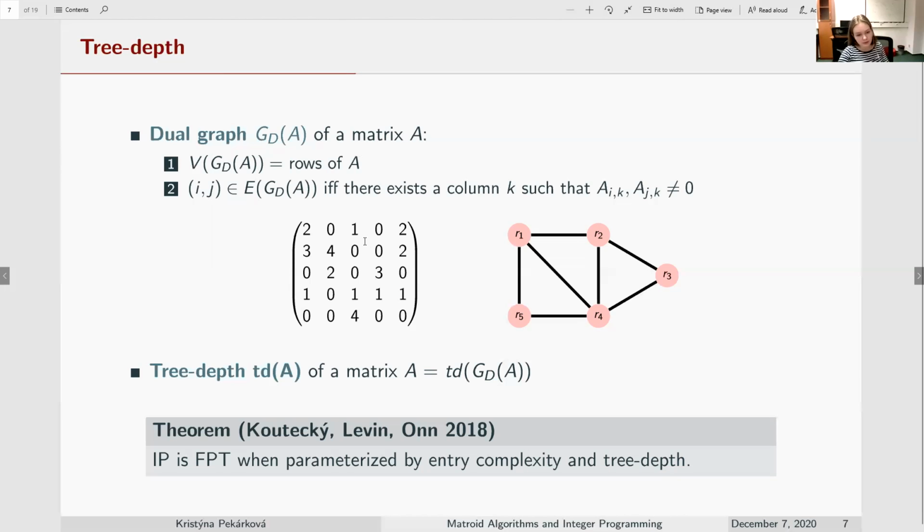So when we have the notion of dual graph, it's quite easy to define the tree-depth of a matrix. The tree-depth of a matrix is equal to the tree-depth of its dual graph. The parameter of tree-depth has been studied quite well recently, and the research culminated with the theorem of Koutecký, Levin, and Onn, who showed that integer programming is fixed parameter tractable when parameterized by the largest coefficient of the matrix and its tree-depth.